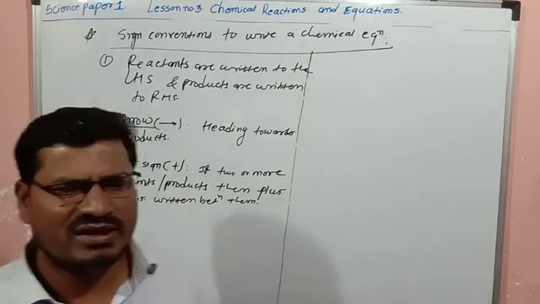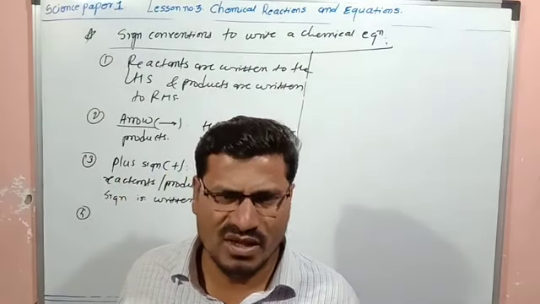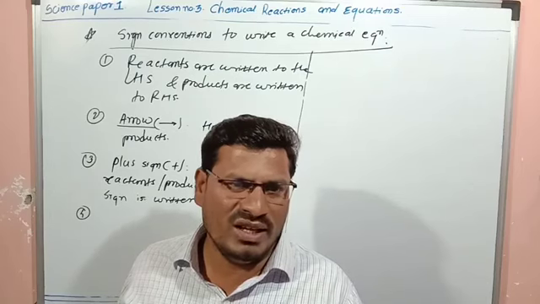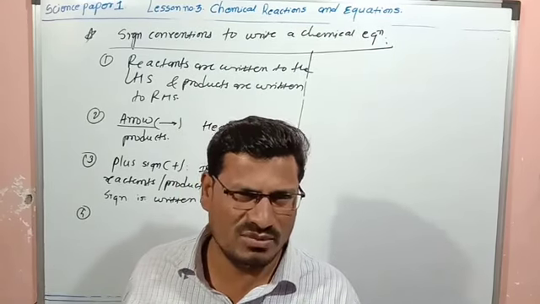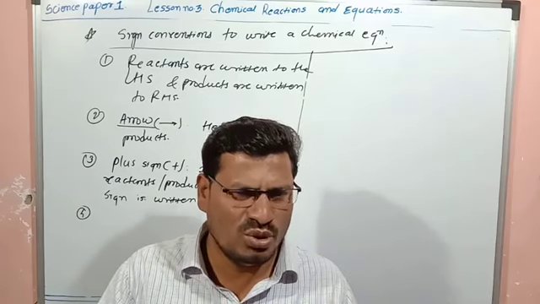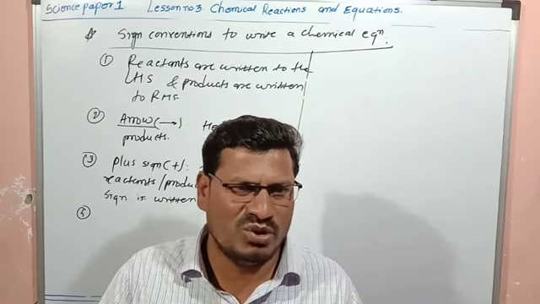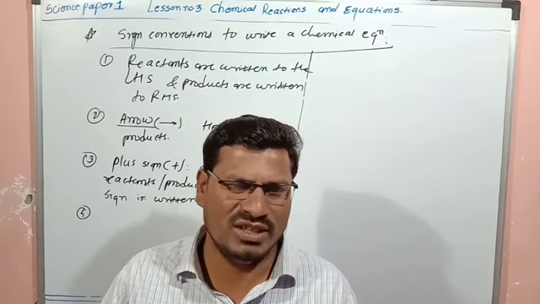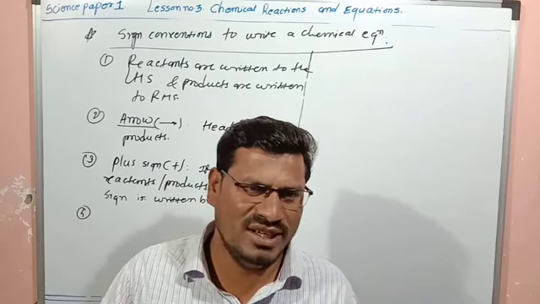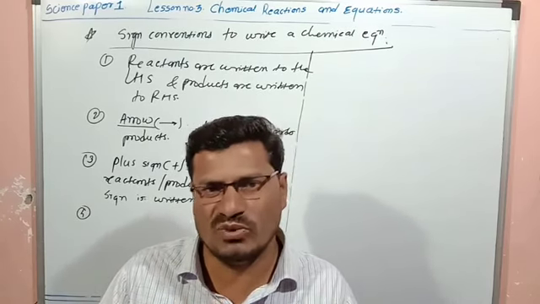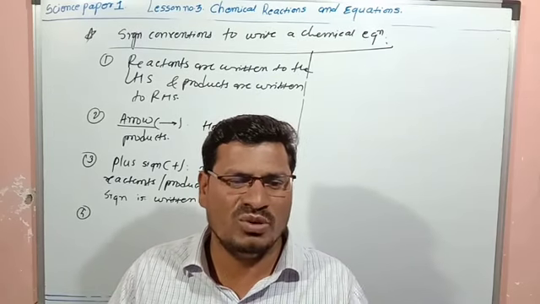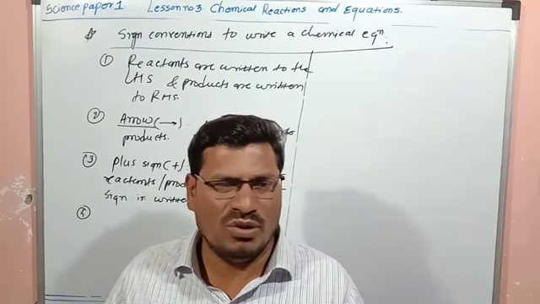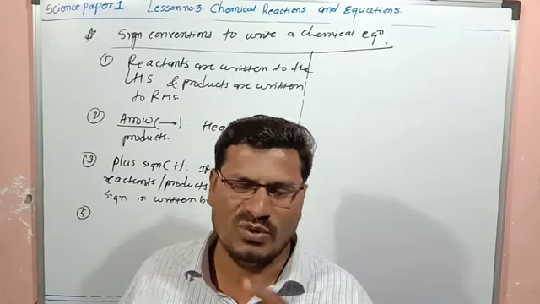So the fourth point is there. In the fourth point, you have to make that reaction more informative, to understand how that particular reaction takes place, which are the reactants, which are the products, and what are the states of the reactants and the states of the products. For that, to make the reaction more informative, you have to write the states of the reactants and products.